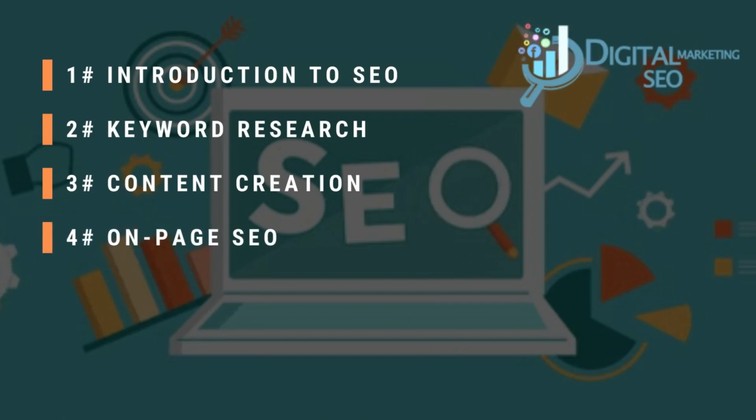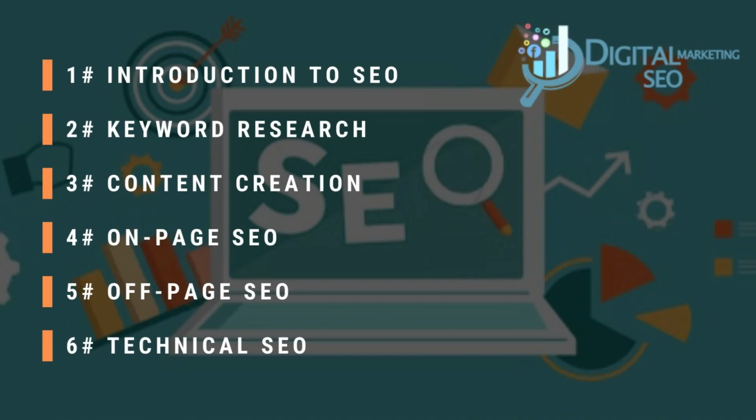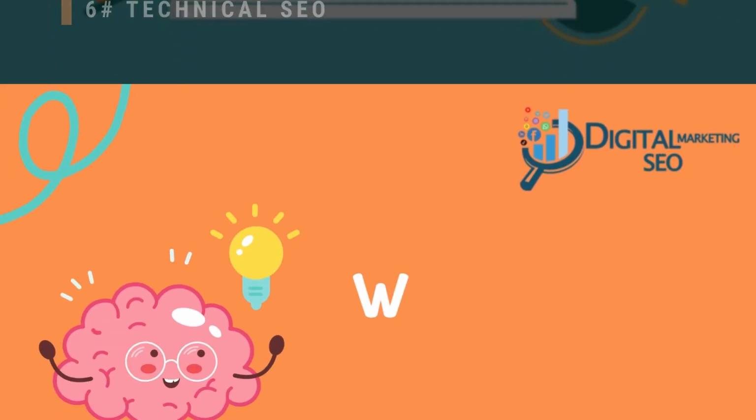4. On-page SEO. In this part you will learn how to make your content as clear as possible and optimize your pages to help search engines understand them. 5. Off-page SEO. This part will tell you how to build trust and authority from other websites. 6. Technical SEO. In this part you will learn the basics of technical SEO and how to help search engines find, crawl, and index your content efficiently. Let's get started with the introductory part of search engine optimization, SEO.